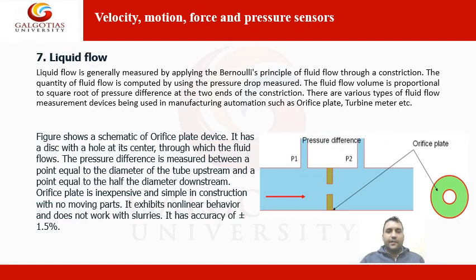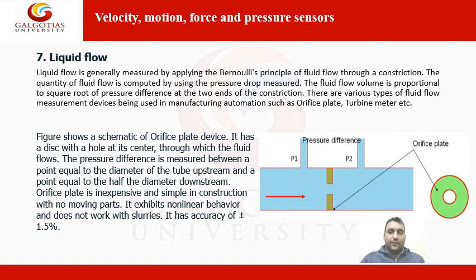The liquid flow is generally measured by applying Bernoulli's principle to a fluid flowing through a contraction. The quantity of fluid flow is computed by using the pressure drop measured. The fluid flow volume is proportional to the square root of the pressure difference at the two ends of the constriction. There are various types of fluid flow measurement devices used in manufacturing automation, such as orifice plates, turbine meters, etc. This is the orifice plate that is used to measure the pressure difference.